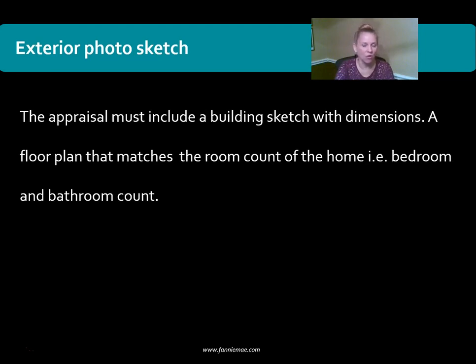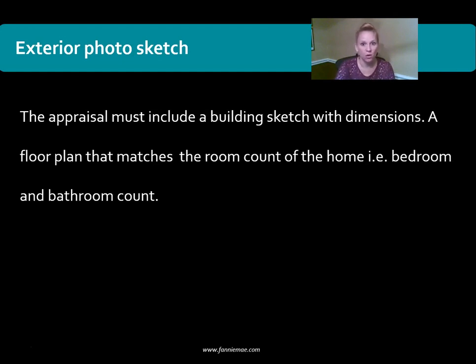Another thing to keep an eye out for, in addition to the photos, is the exterior photo sketch. Now, this is important, and as an underwriter, I found a lot of mistakes with the sketches provided with the appraisals I was looking at. So you want to pay close attention to the number of bedrooms and bathrooms that the subject property actually has, and that the sketch is in line with the number of bedrooms, bathrooms, and total room count. That was a good area for me to focus in on and find mistakes a lot of the time. So do pay attention to the sketch.